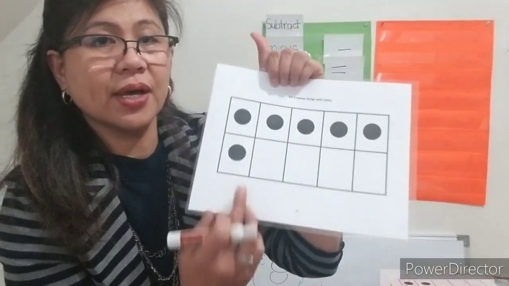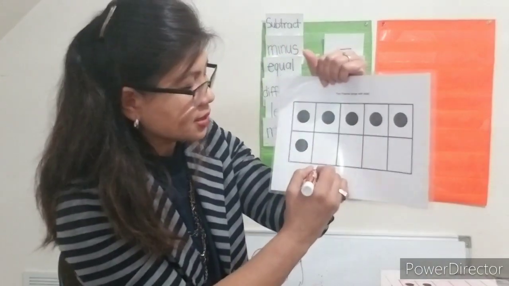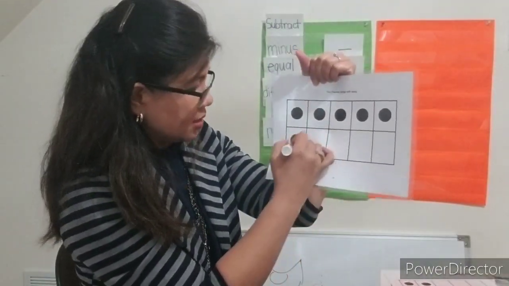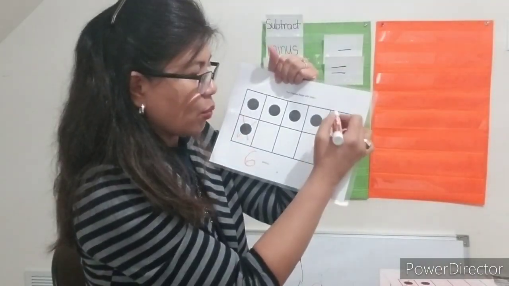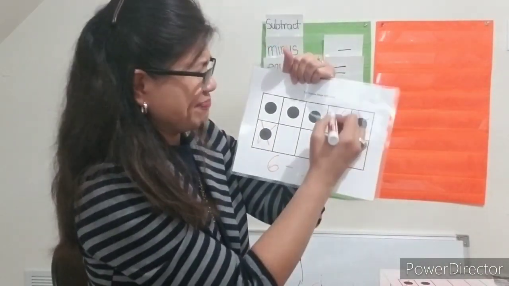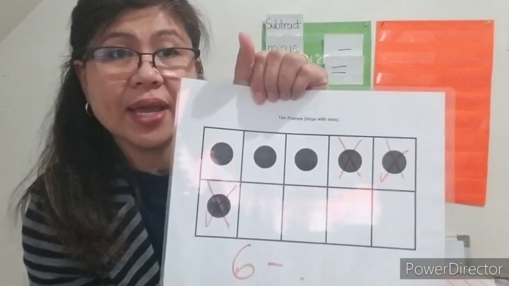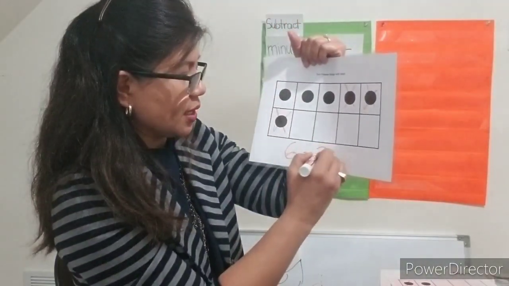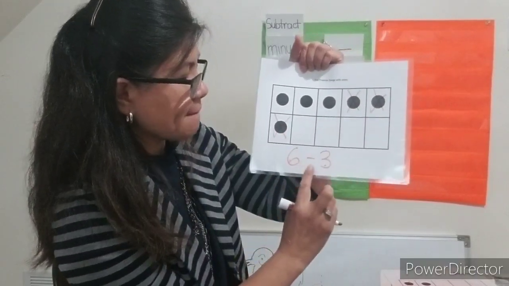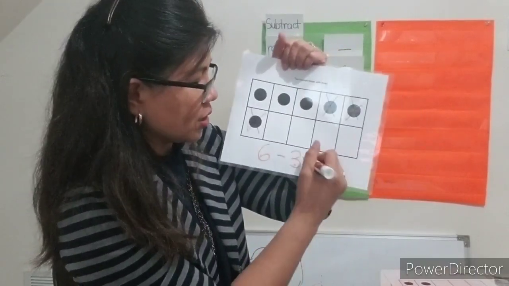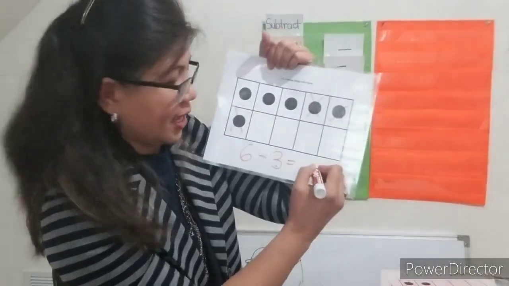Now, how about this one? Let's try this. 5 and 1. How many is this? 6. You know, it's 6. Minus, I need to take out 1, but I'm not done yet. I'll take out 1 more. I'm not done yet. How many did I take away? 3. So I put 3 here because I took 3 away. 1, 2, 3. 6 minus 3. And how many are left? I still have 3 right there, okay?